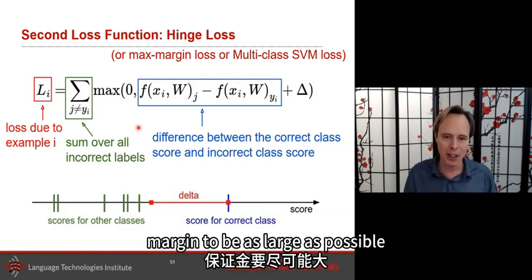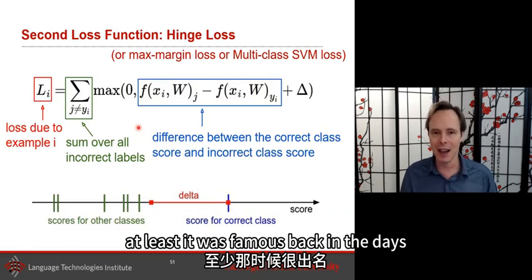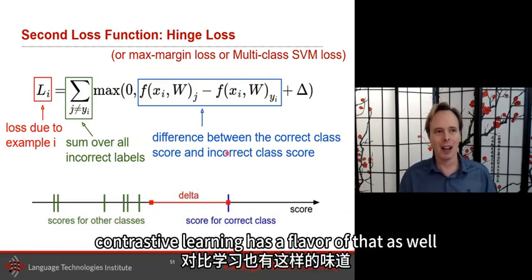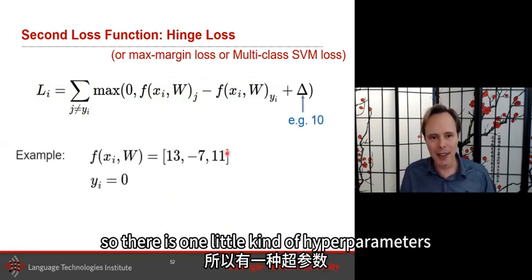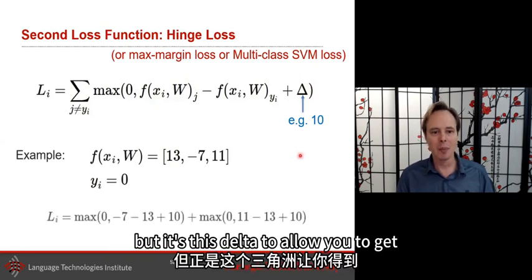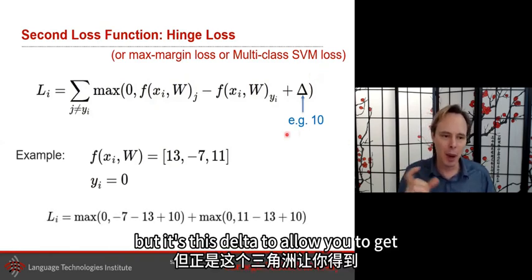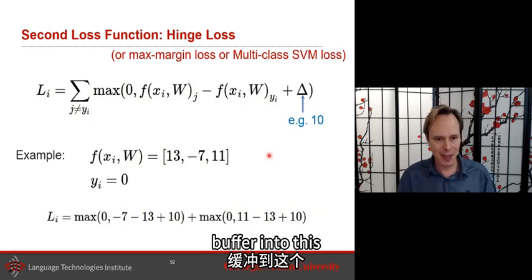and you would like that margin to be as large as possible. One of the most famous uses of that, at least back in the day, was support vector machines. Contrastive learning has a flavor of that as well. There is one little hyperparameter, but this one often doesn't matter as much. It's this delta, which gives you some kind of buffer.